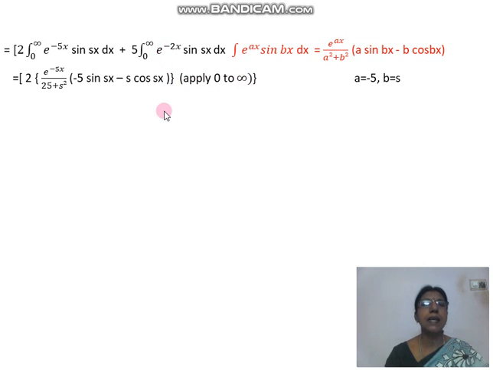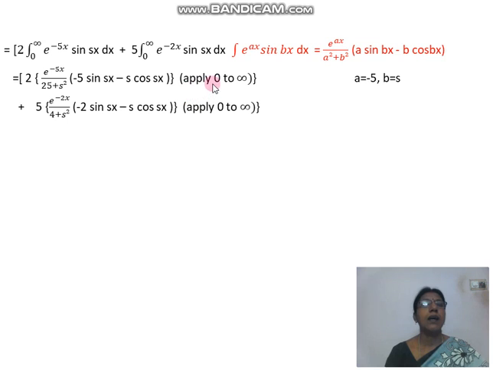Now we see the second one, plus 5 into e power, what is a here? a is equal to minus 2, b is equal to s. Apply this formula: e power minus 2x, e power ax as it is, by minus 2 square, meaning plus 4, plus s square. Next, a means minus 2 sin sx minus s cos sx. Apply the limits 0 to infinity for both these terms.